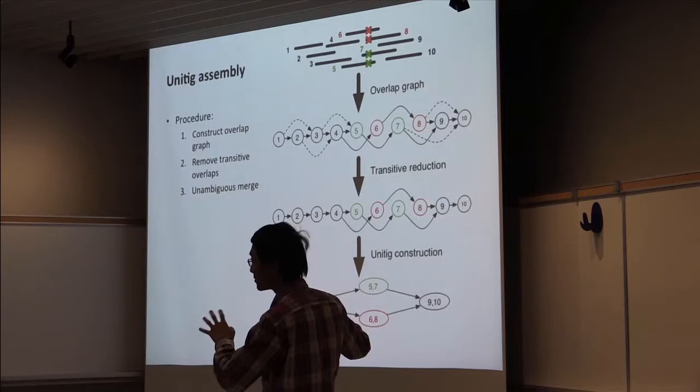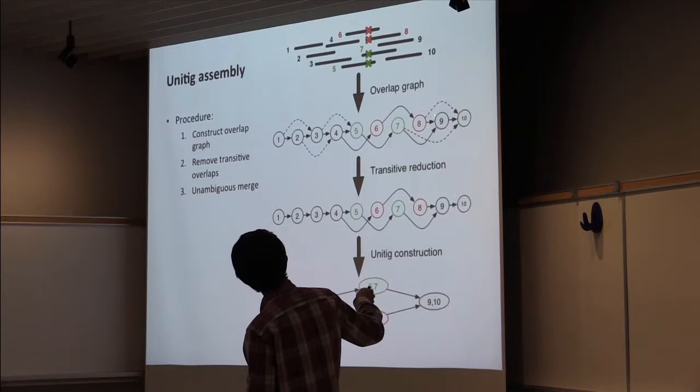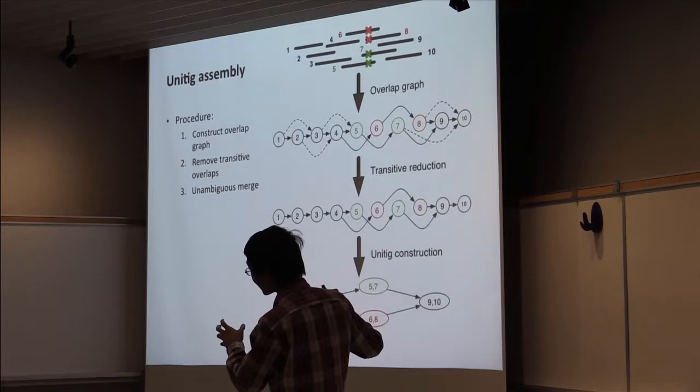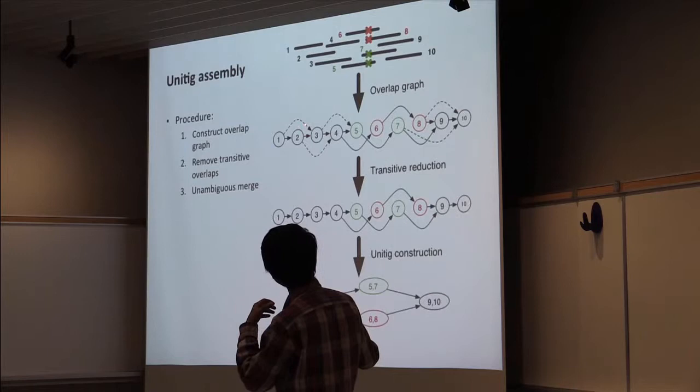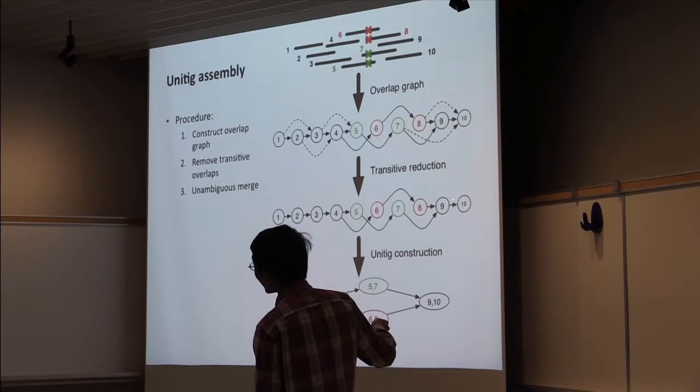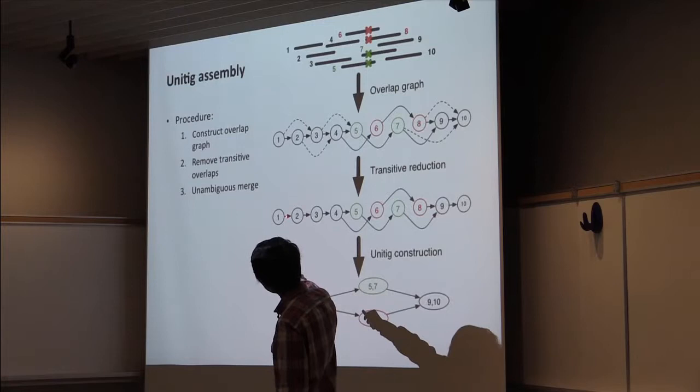You can use this to get rid of this edge. All the dotted edges can be removed, keeping most of the information in the graph. This step is called transitive reduction. These are redundant edges, and if you remove them, the graph has far fewer edges. This also has a nice feature: you will see a lot of nodes like this, where the in-degree and out-degree are both one.